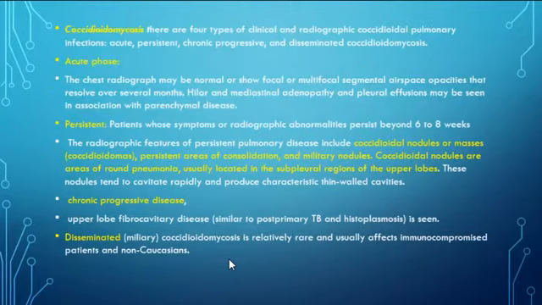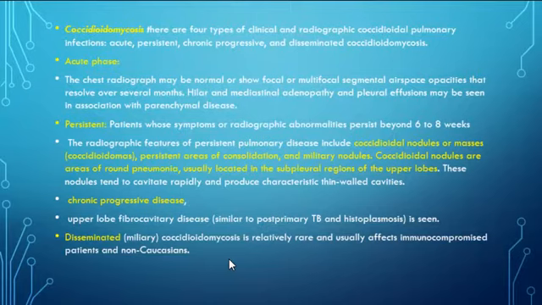Coccidioidomycosis. There are 4 types of clinical and radiographic coccidioidal pulmonary infection. In the acute phase, the chest radiograph may be normal or show focal or multifocal segmental airspace opacities that resolve over several months. Hilar and mediastinal adenopathy and pleural effusion may be seen in association with parenchymal disease. If the symptoms and radiographic abnormalities persist beyond 6 to 8 weeks, it's called persistent. The radiographic features of persistent pulmonary disease include coccidioidal nodules or masses, coccidioidoma, persistent areas of consolidation, and miliary nodules.